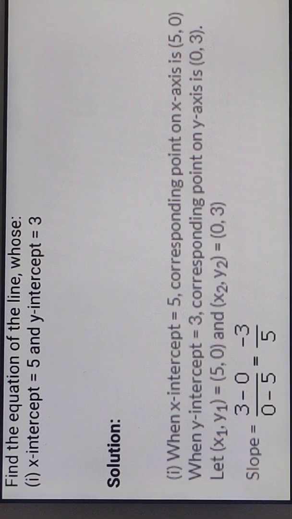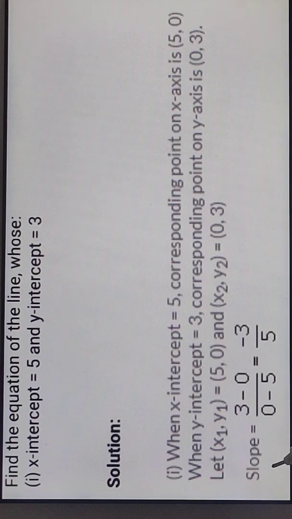So we'll start with the solution. The solution will be in this way. When x-intercept is equal to 5, then the corresponding point on the x-axis, as I told you, will be 5, 0. The ordinate part will be 0. When y-intercept is equal to 3, the corresponding point on the y-axis will be 0, 3. That means the abscissa part will be 0. So we know the coordinates of the 2 points which are present on that line. So let x1, y1 be 5, 0 and x2, y2 will be 0, 3.